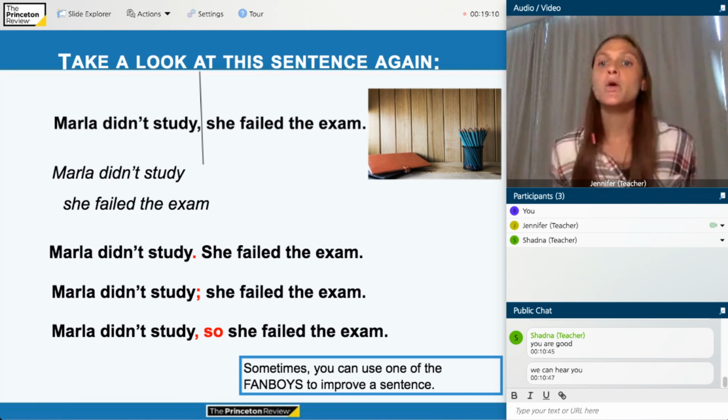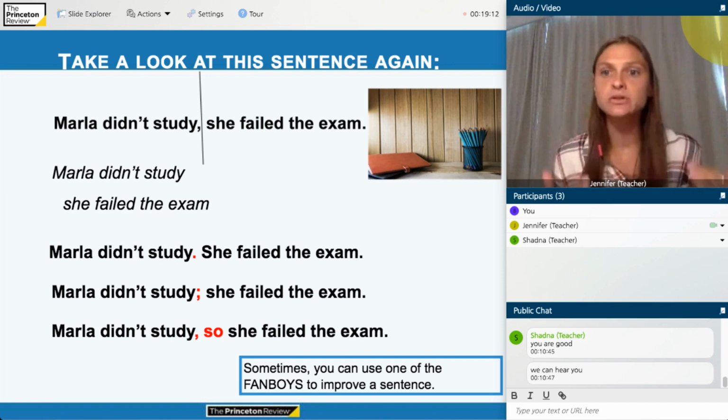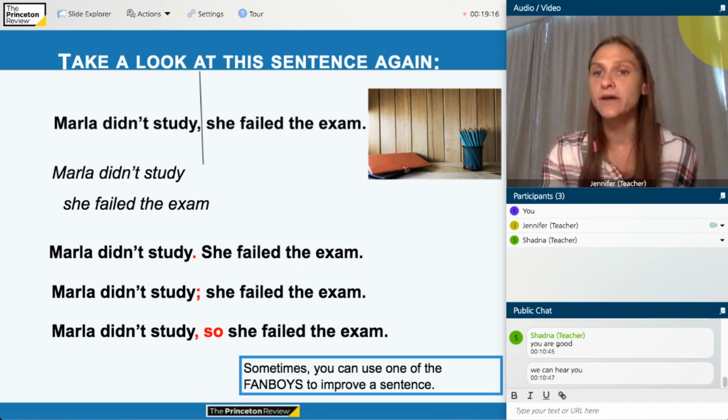So really, when you're remedying your comma splices, you have to look at how the two clauses relate. And from there, you can decide which options work best for improving your sentence and fixing any grammatical mistakes.